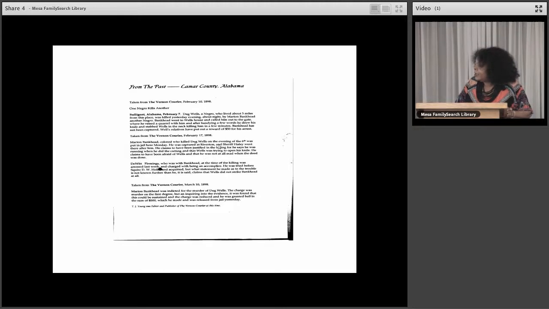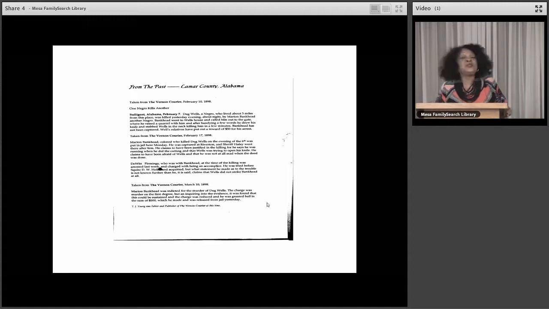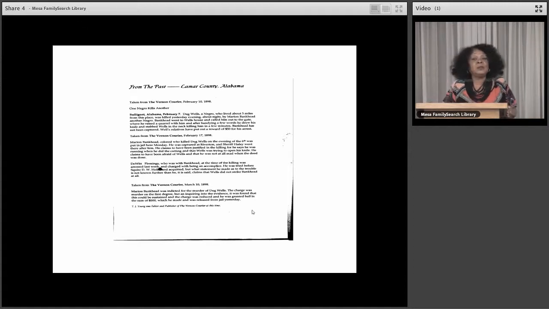Marion Bankhead, colored, who killed Doug Wells on the evening of the 6th, was put in jail here Monday. And he gives his account of what happened. And then he places a $500 bond and is never heard from again. And I'm told that very often this is the way the judges and the police officers would acquire black people's land. I'm sure he didn't have $500, but I was told that the family put up their land and they moved to Detroit and never came back to Alabama.